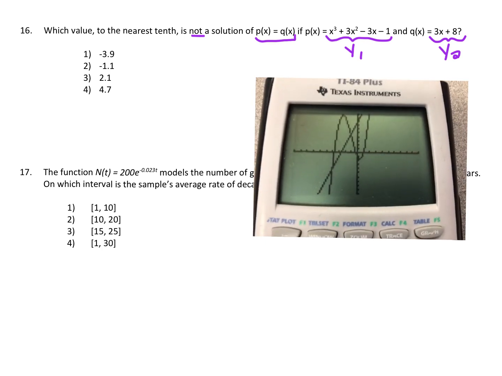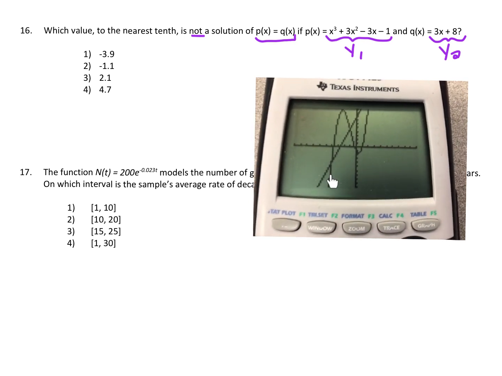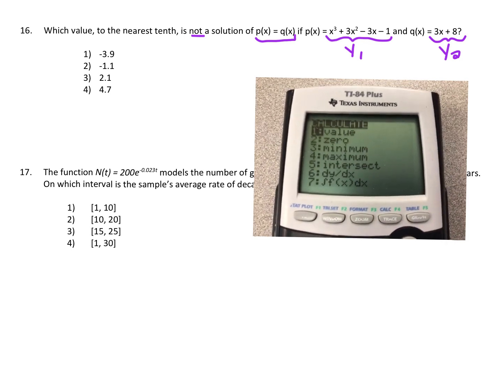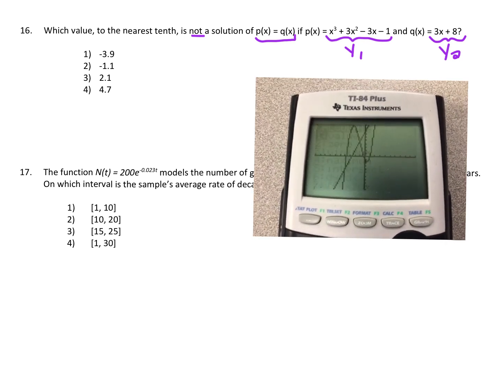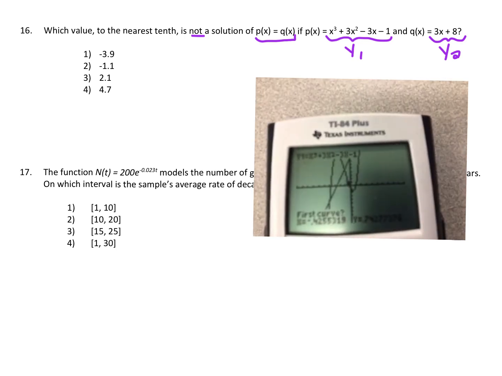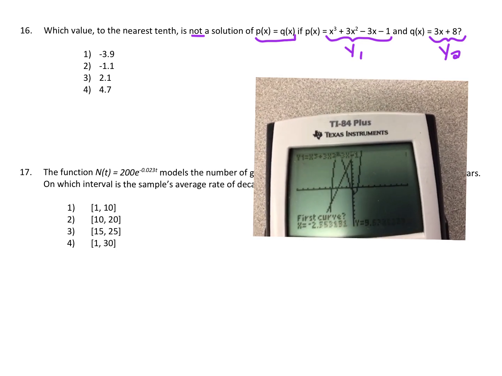All right, so let's look for the first point of intersection. I like to start with the one over here on the left. So if I hit second graph and go to choice 5, which is intersect, I'm going to just move my cursor somewhere around that first point of intersection.